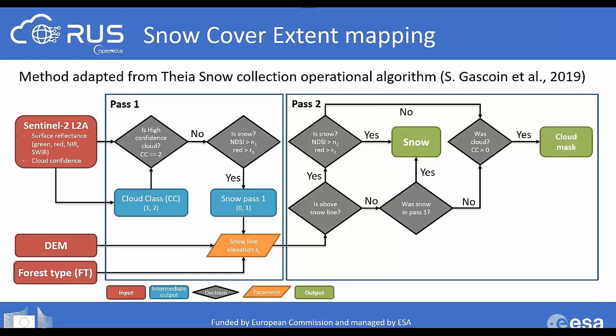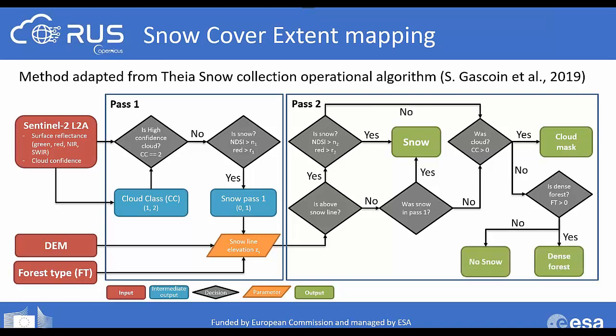If yes, then we classify the pixel again as cloud, or mark the pixel as cloud. If no, then we ask whether the pixel overlays a dense forest area. If it is the case, then we mark it as dense forest, and if no, we mark it as no snow. So in the end, in our final product, we are going to have four categories, which is snow, cloud, no snow, and dense forest.